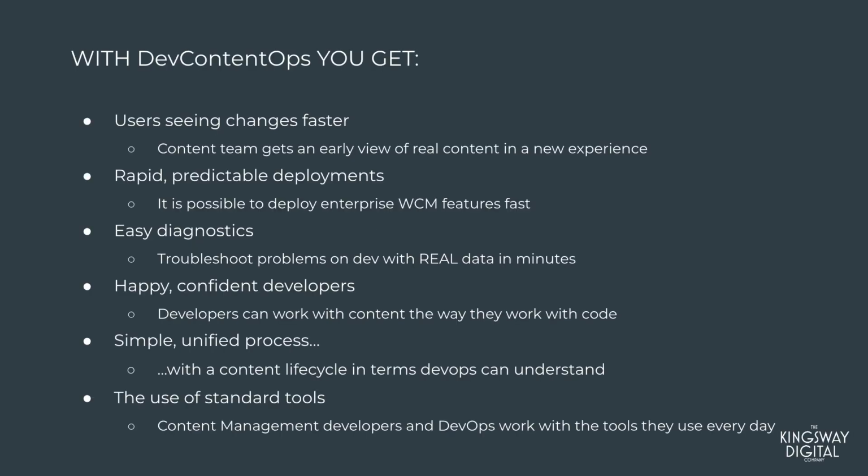With DevContentOps, users get to see the changes that they're looking for much faster. They don't have to wait for the code that is being created for them to make it all the way out to production systems before they can actually test it with real content. So that kind of turnaround is very fast. Deployments can be much more rapid and much more predictable.